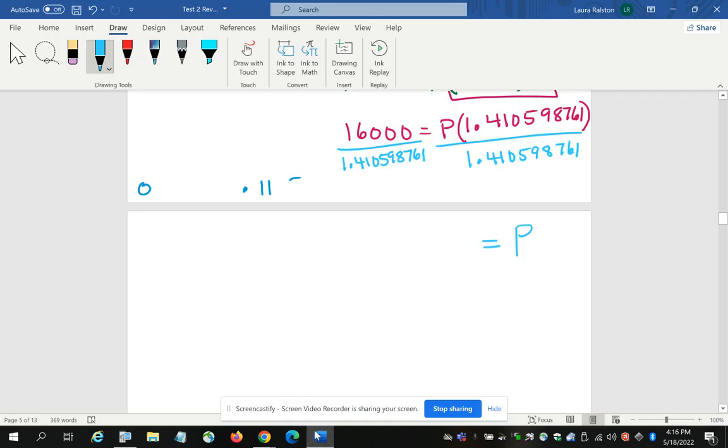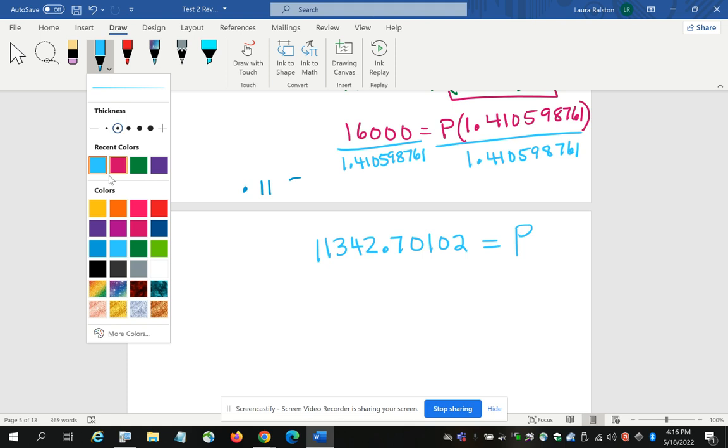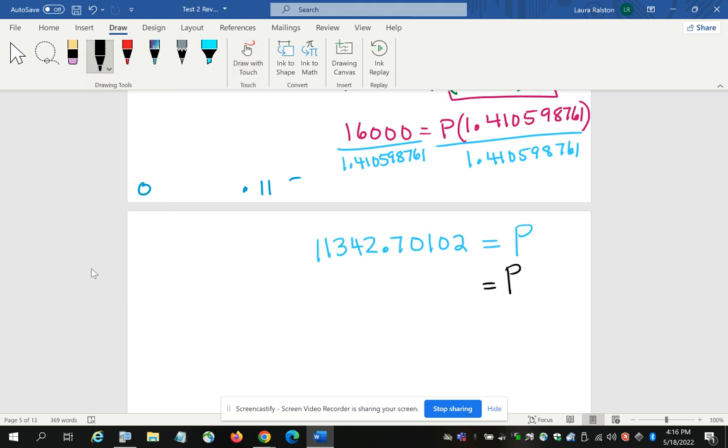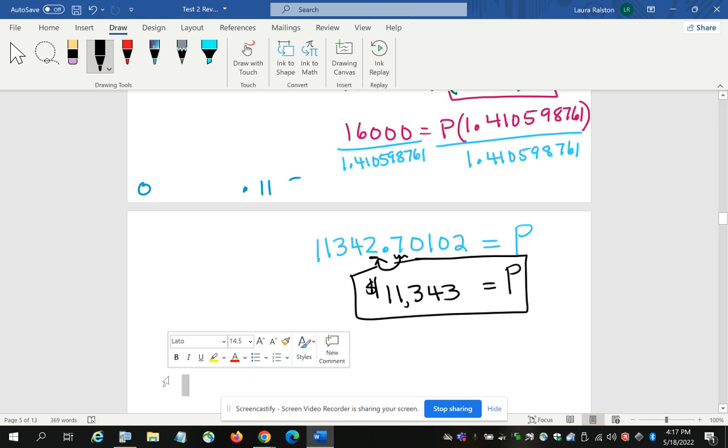So P is 11,342.70102. Again, if you go back and look at the instructions, they ask you to round this to the nearest dollar. So that's no decimal. So you have a 2. Next door is a 7. It's going to bump it up. So we have $11,343 would be our principal. Again, our principal, which was our initial amount, should not be more than the final amount.